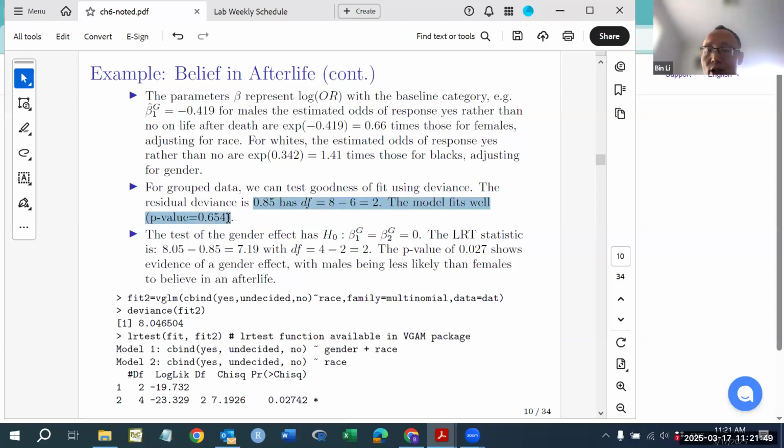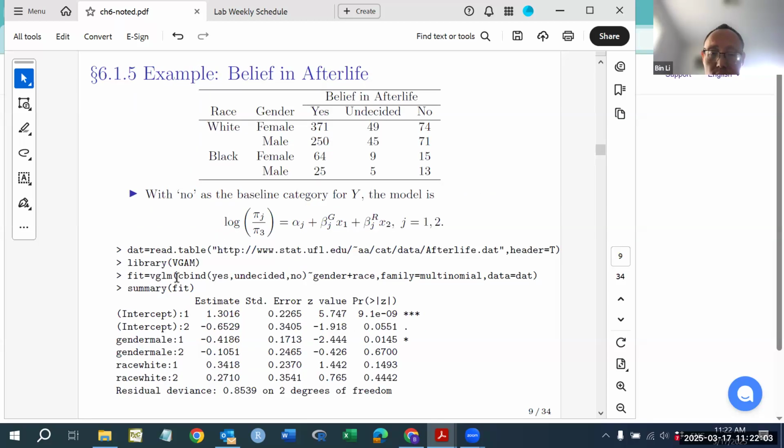So for the model, if we look at the chi-square table with degrees of freedom 2, you can see the p-value is 0.65. So that means what? That means this model, which includes the main effects for gender and race, fits this table adequately well. No significant difference between these observed counts and the fitted values from this model.